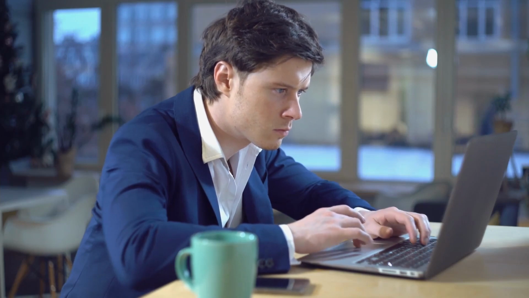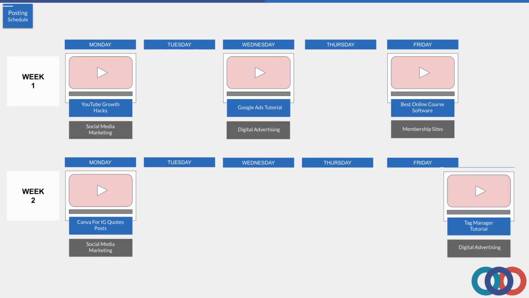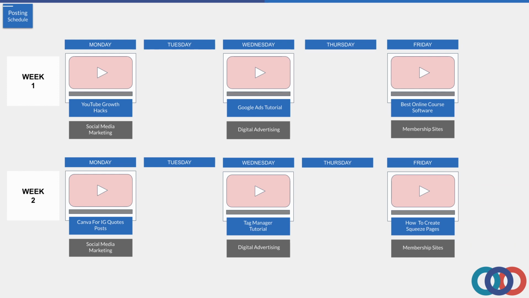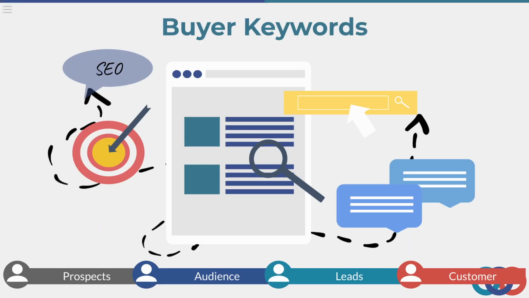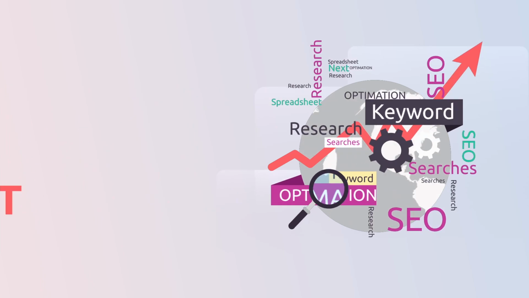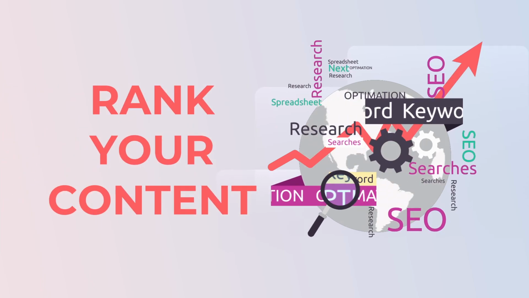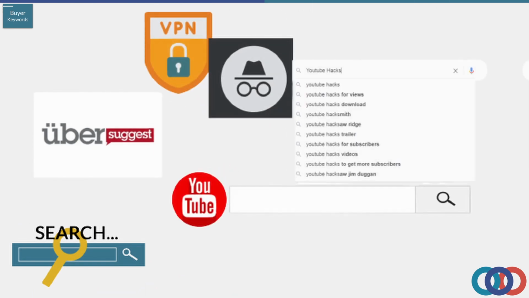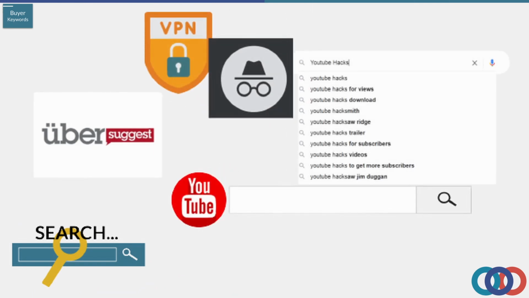Life does happen. So once you've decided how many times per week you're posting, it's time to plan out the content itself. And this is where keywords and titles come in. Keywords really do make the internet go round. They are the battleground of content marketing. The goal here is to rank your content so that people can easily find your posts because they're ranking well on search engines like Google and YouTube.